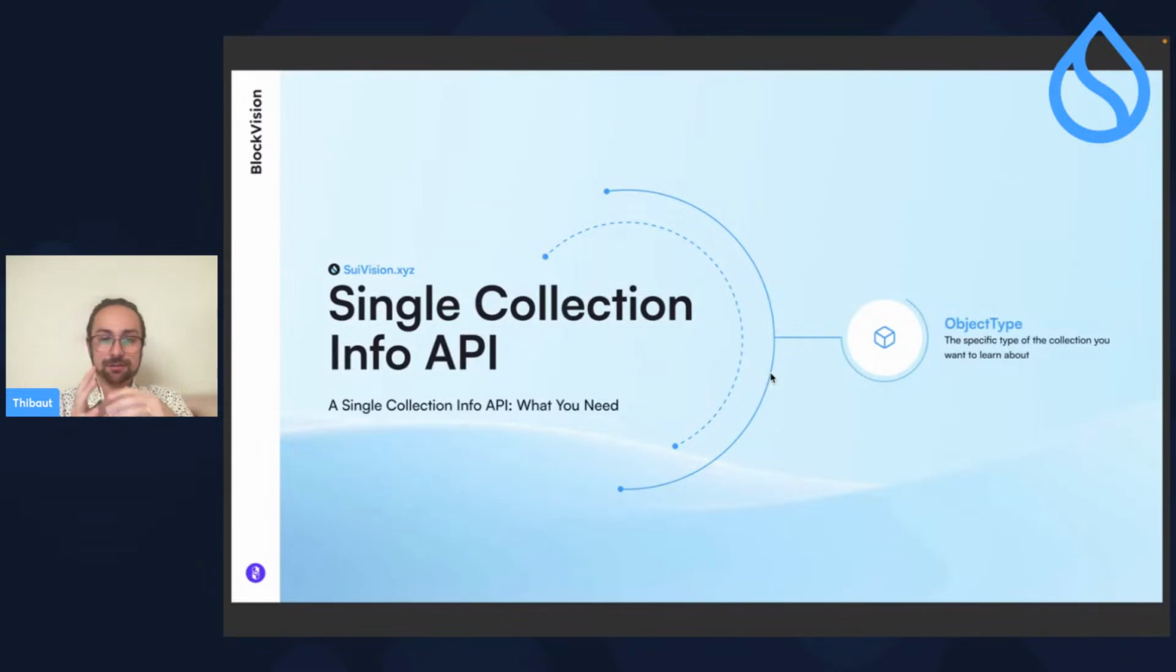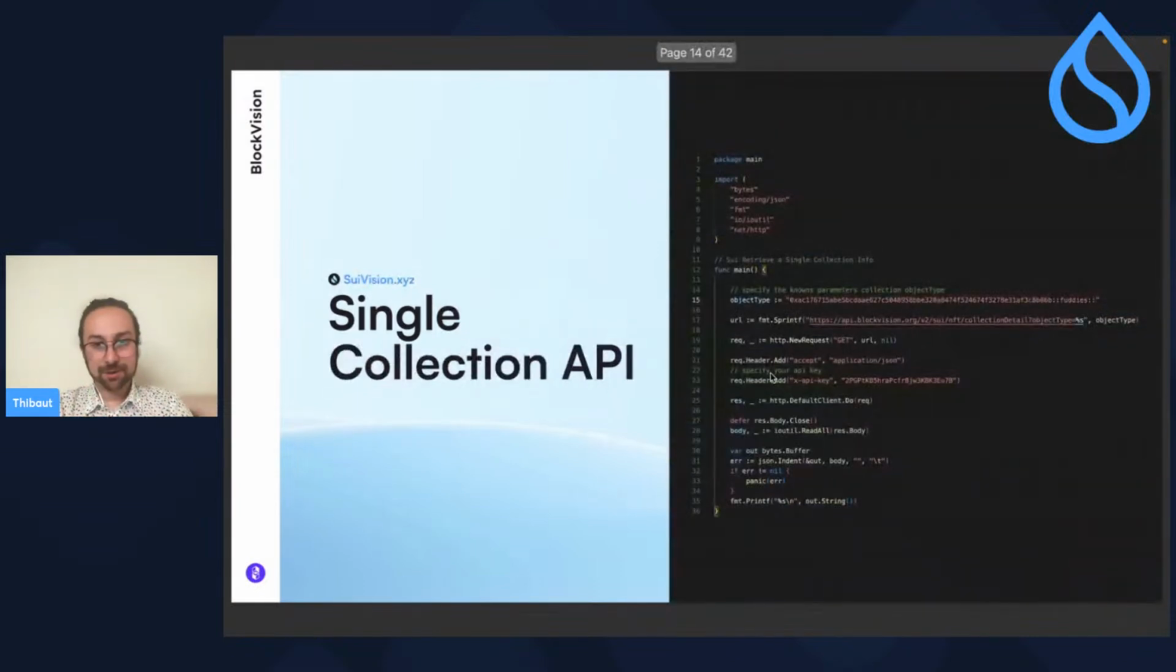Okay, so let's say you want to call this API. How can you call it? What do you need? In this case, you're just going to need the object type. Once you have the object type, you can call this API and get all the results. So here we have some code, but we can try to do a live example together just to see how it works and basically see what you would get.